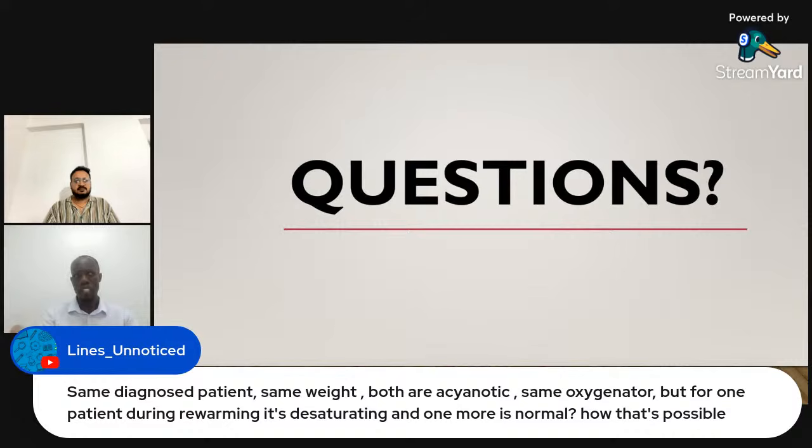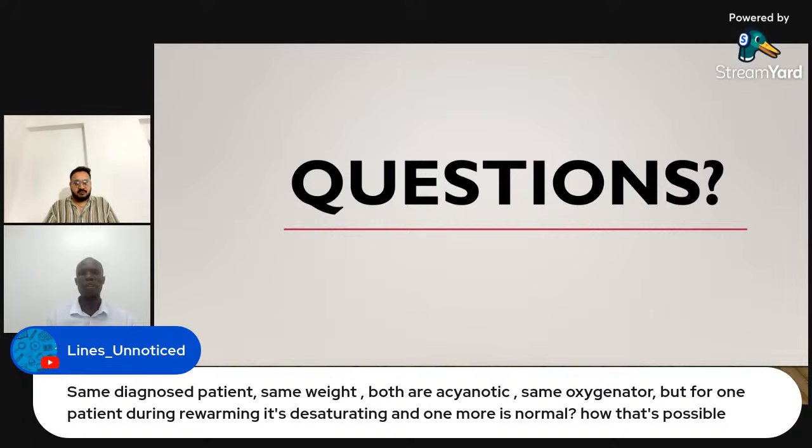If you are rewarming this patient and you have not increased your FiO2 to 100, you need more oxygen. I think you'll find this patient is desaturating, and you might feel there's an issue with the oxygenator. But you need to check your FiO2. When you're rewarming the patient, your FiO2 needs to be at 100%, not at 70 or 50. Even if the FiO2 is at 100% and the patient is still desaturating, now you need to check.